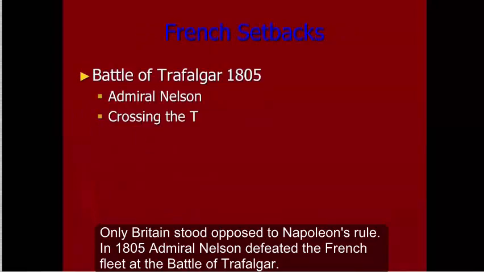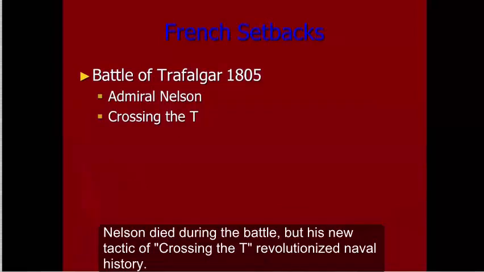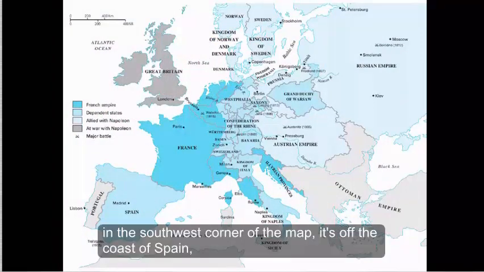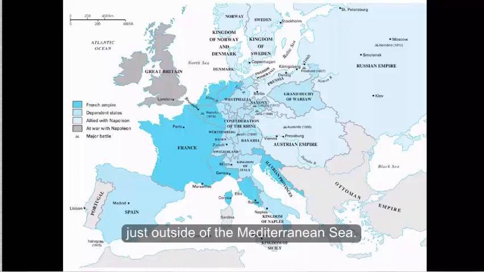In 1805, Admiral Nelson defeated the French fleet at the Battle of Trafalgar. Nelson died during the battle, but his new tactic of crossing the T revolutionized naval history. Trafalgar is in the southwest corner of the map. It's off the coast of Spain, just outside of the Mediterranean Sea.